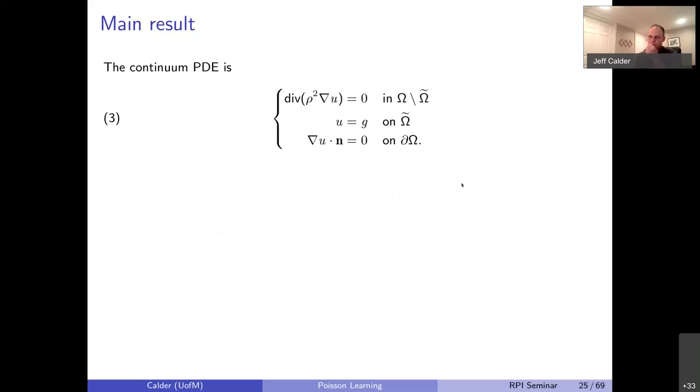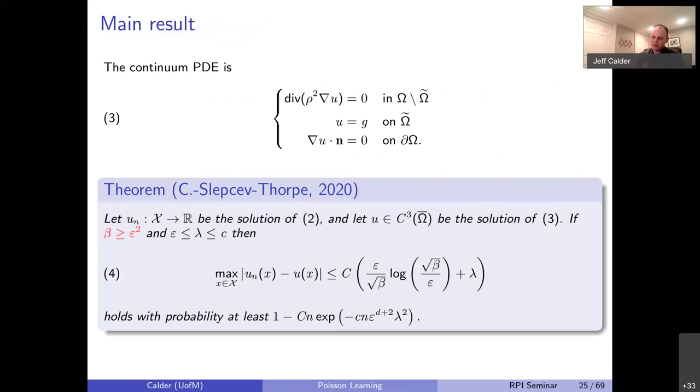And this is what we show. So the PDE is what I was just saying on the previous slide: you get the divergence of rho squared grad u is zero outside of omega tilde, you get the Dirichlet condition inside omega tilde, and you get the natural Neumann boundary condition on the boundary of the entire domain. But the key part of the theorem is the lower bound on the label rate that gives you convergence to this PDE. Because if the label rate's too low, we degenerate into spikes, we don't get anything useful at all.